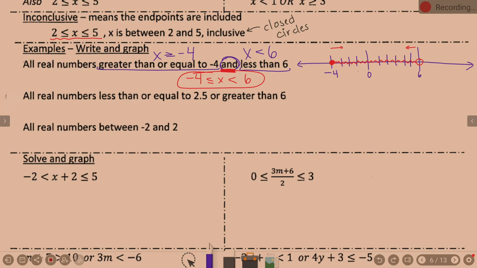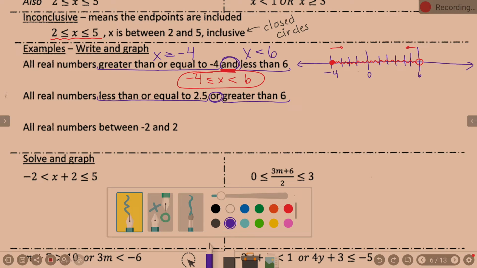Okay, let's try the next one. All numbers less than or equal to 2.5 or greater than 6. So go back and look at the phrase, all numbers less than or equal to 2.5 or greater than 6. If you look up above, because it's an or statement, we just get to put the word or in the middle.